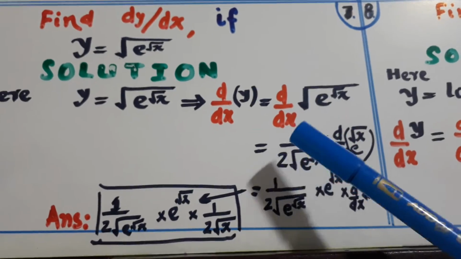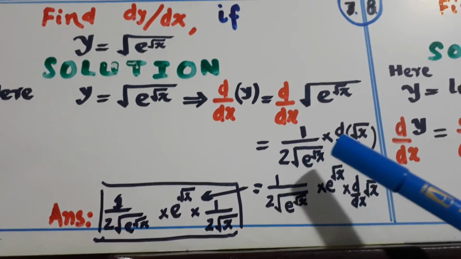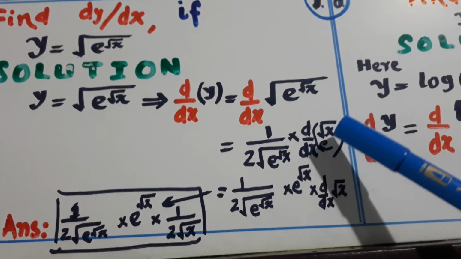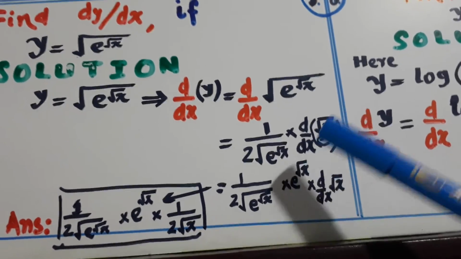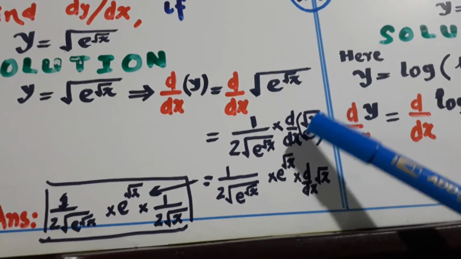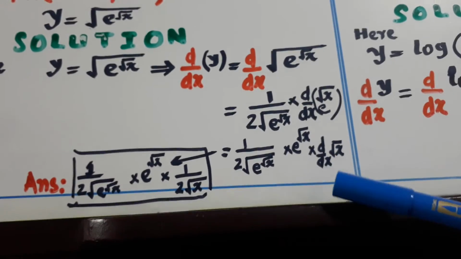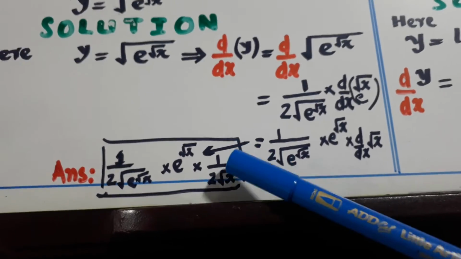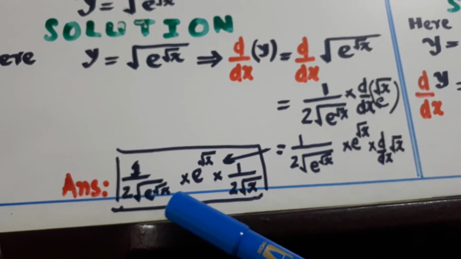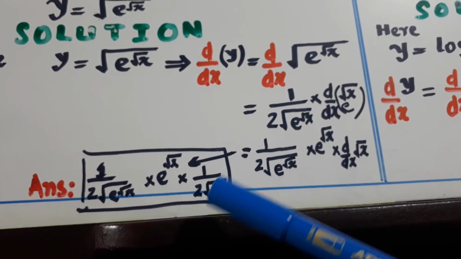The derivative of under root is 1 over 2 under root, whatever is sitting inside, let it sit. Then inside, ddx of e raised power under root x. e raised power something, anything is same, e raised power root x. But it is not x, so take the derivative of root x. It will be 1 over 2 root x. So the answer comes 1 over 2 under root e raised to power root x into e raised to power root x into 1 over 2 root x.